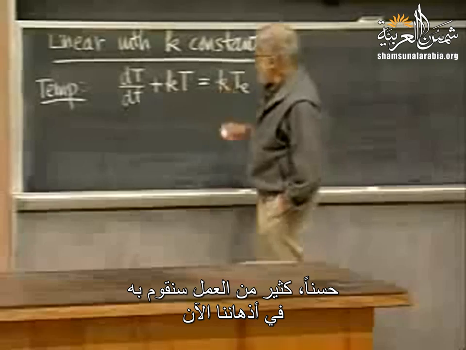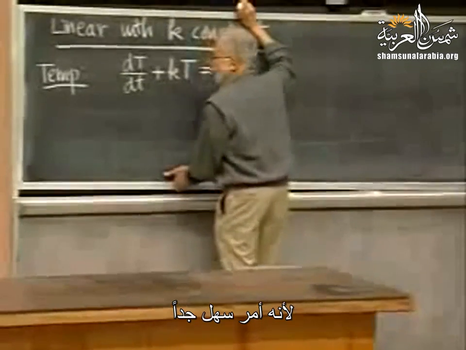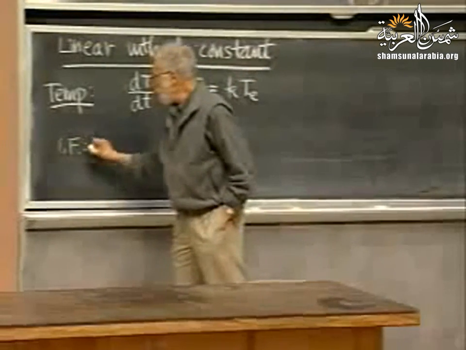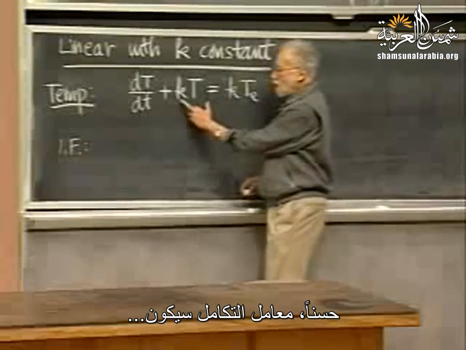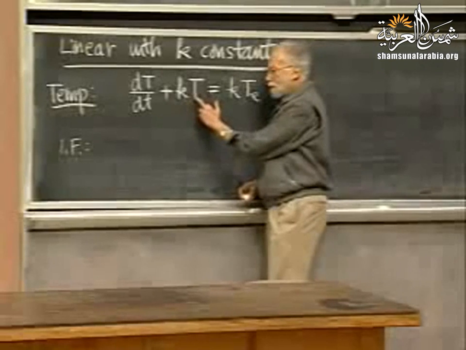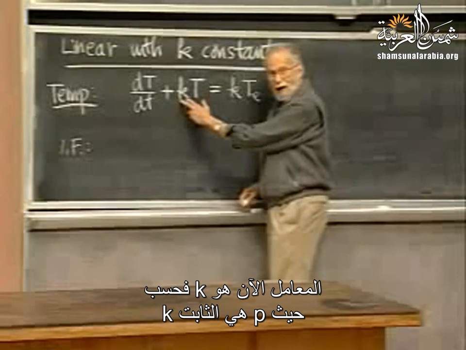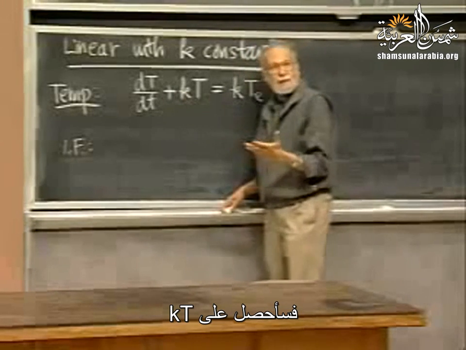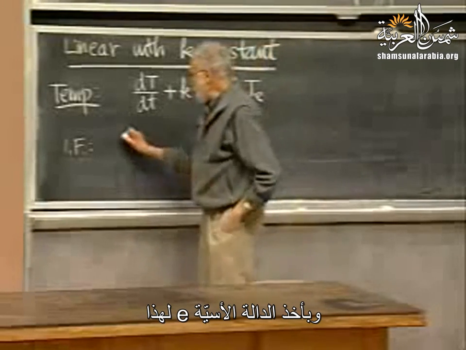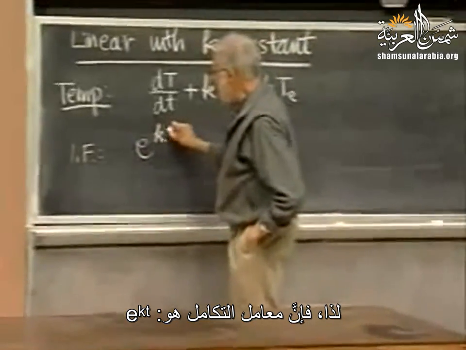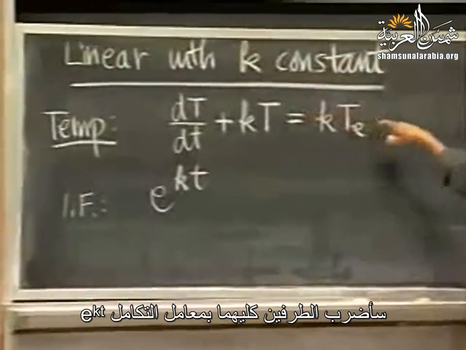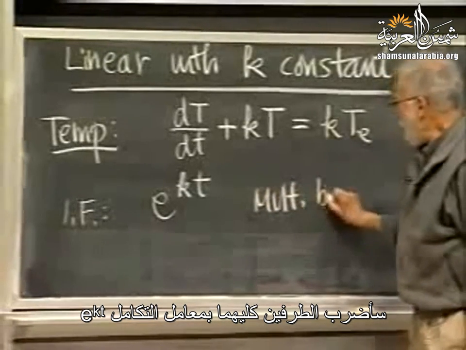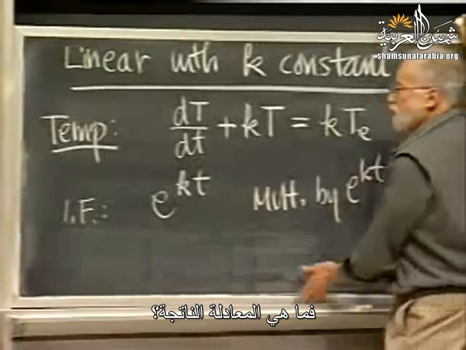Okay, a lot of this we're going to do in our head now because this is really too easy. What's the integrating factor? Well, the integrating factor is going to be the integral of the coefficient, which is just K, a constant. If I integrate K dt, I get KT, and I exponentiate that, so the integrating factor is e to the KT. I multiply through both sides by e to the KT.